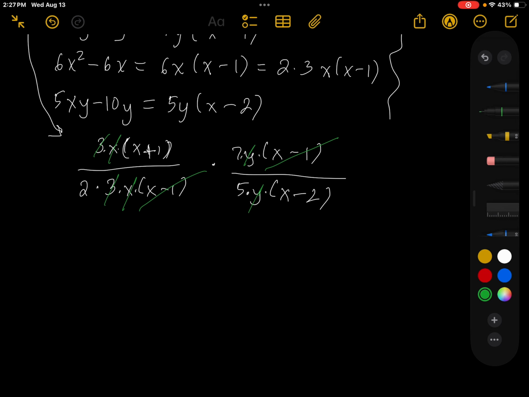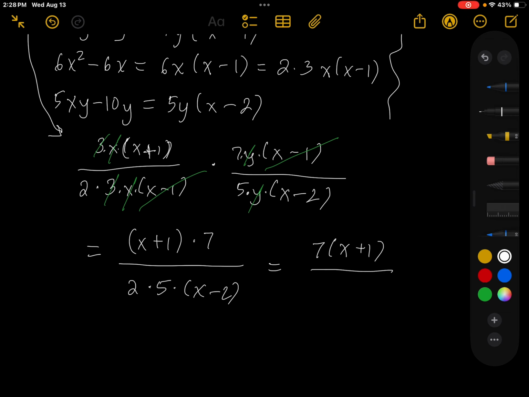So what I'm left over with is x plus 1 on the top times 7 in the numerator. And in the denominator, I have a 2, and then I have a 5, and then I have x minus 2. Well, you should multiply the numbers out, and normally we have the numbers out in front, right? So this is 7 times parentheses x plus 1 all over 2 times 5 is 10 times parentheses x minus 2. So that's what I get when I simplify.